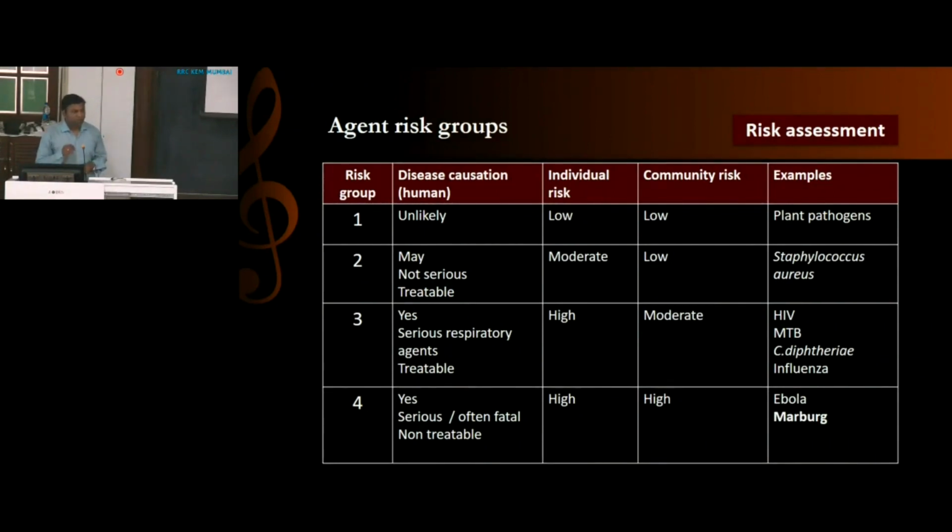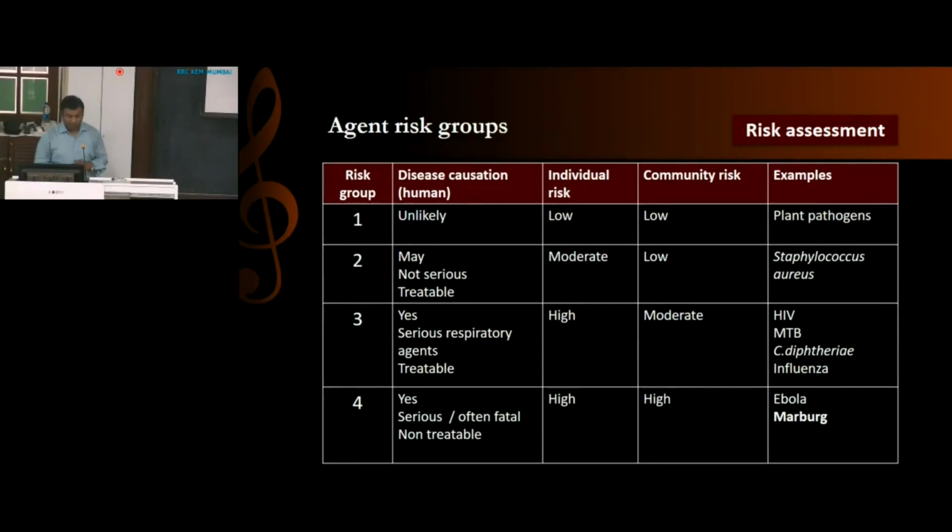Second, the most common kind of pathogens which you will encounter belong to risk group 2. They may cause human diseases. Most of the diseases will not be serious, treatable. Individual risk is there, moderate, but community risk is low. Like a methicillin resistant Staphylococcus aureus abscess you will get, or a wound infection. Will it rapidly spread to the community like COVID did? No. Understood? Most of the organisms which you will encounter belong to risk group 2. Staphylococcus aureus, E. coli, Klebsiella, all this you will learn in the next year.